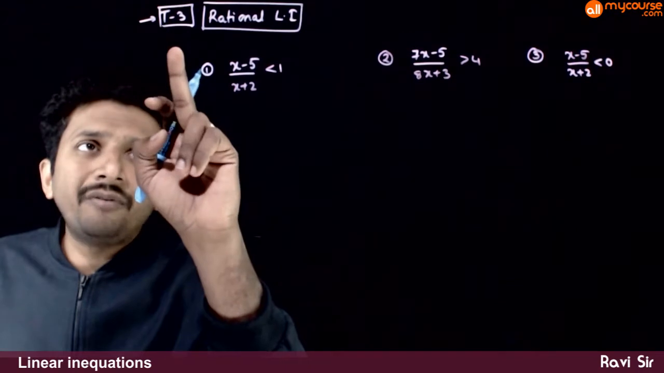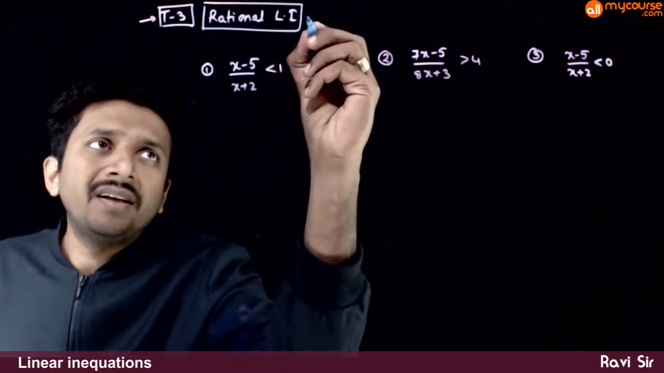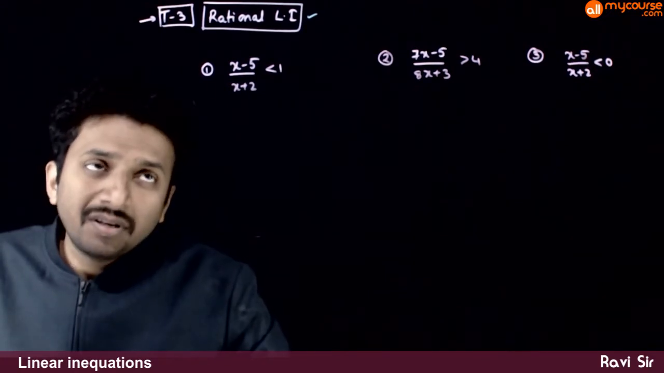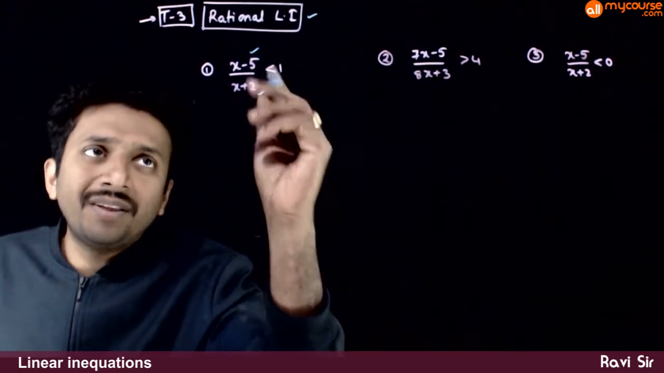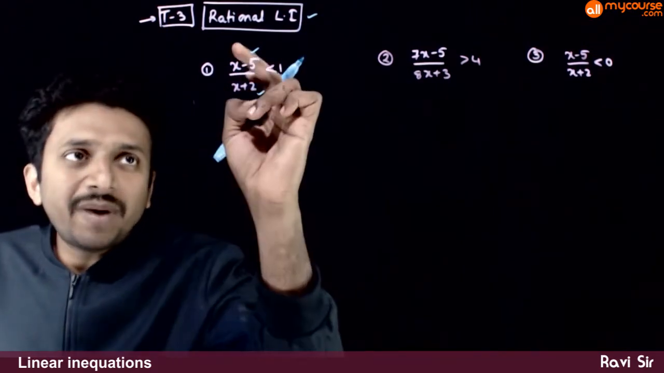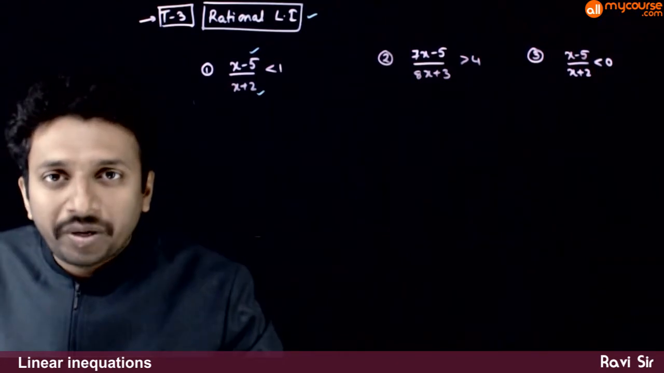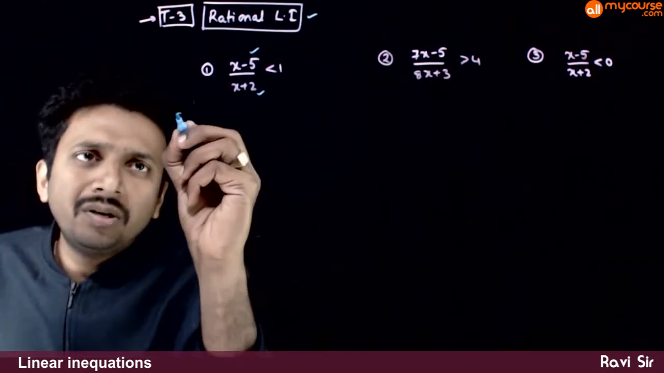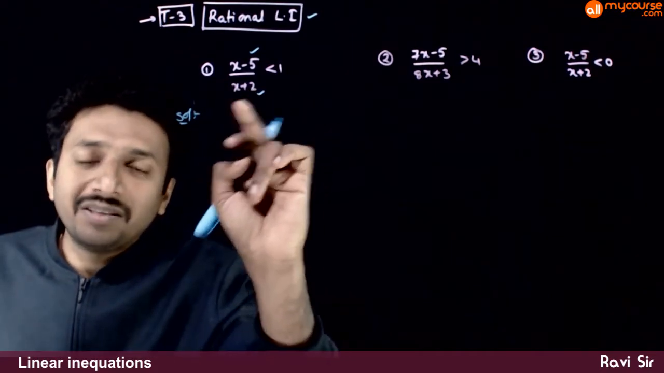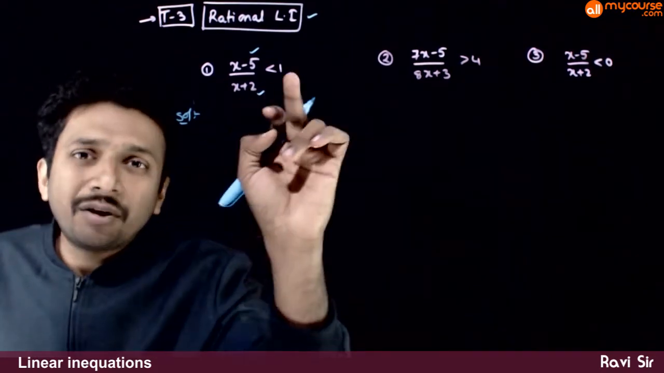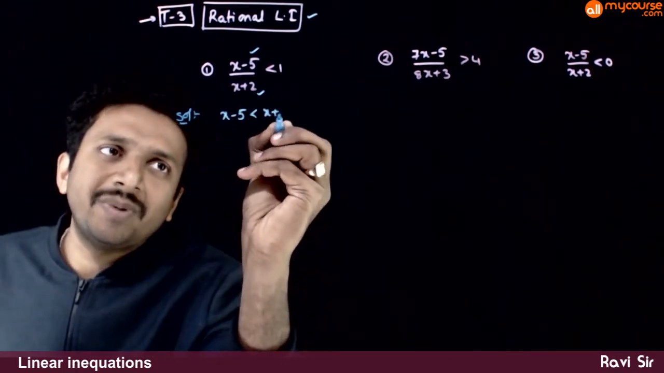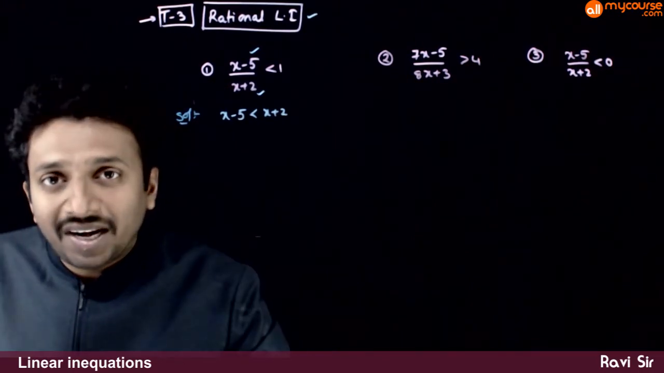So the next type of linear inequations are rational linear inequations. In this type of questions, you will be given a fraction where the numerator is a linear expression and the denominator is a linear expression. So (x minus 5) by (x plus 2) is less than 1. In solving this, what you should not do is cross multiply this. You cannot directly cross multiply this. That is, you cannot say x minus 5 is less than x plus 2. If you directly do this, you won't get the right answer.